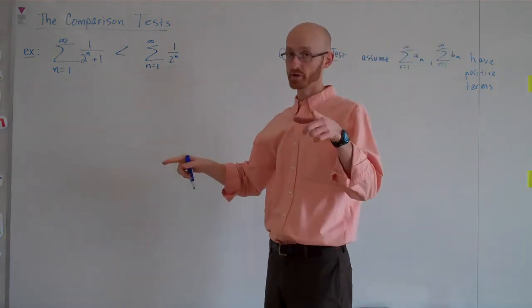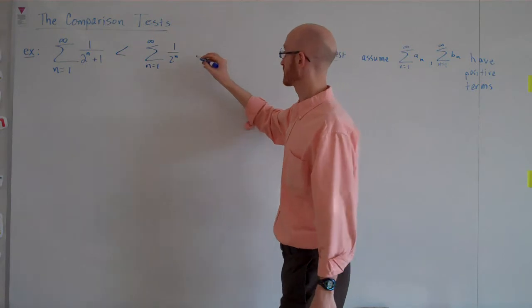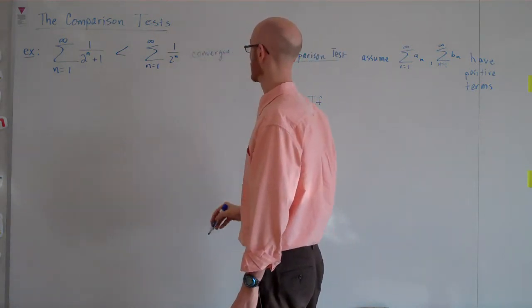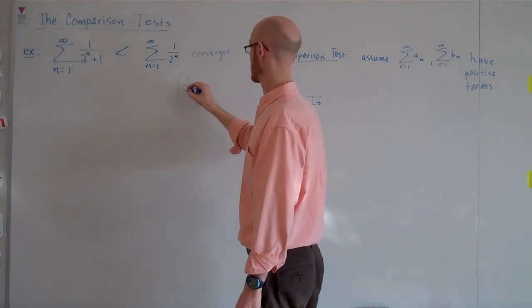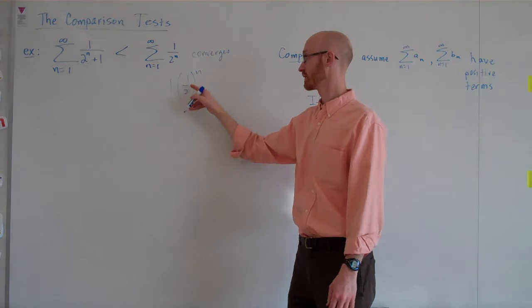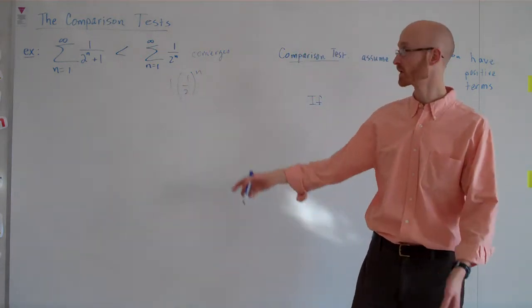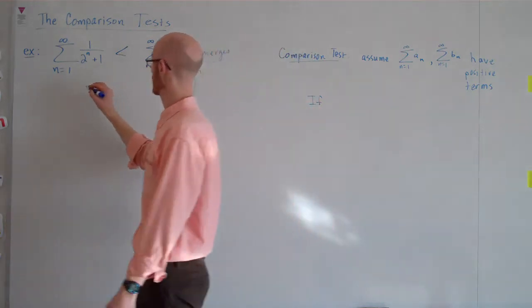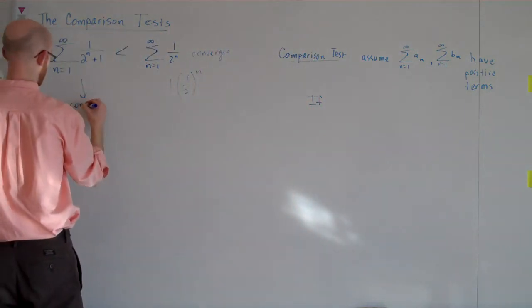And we know, hopefully you already have that thought, this thing right here converges. If you're wondering why, think about it as (1/2) to the n. First term is 1, common ratio of 1/2, so we've got a geometric series. We know this thing converges, thus we know that one converges too.